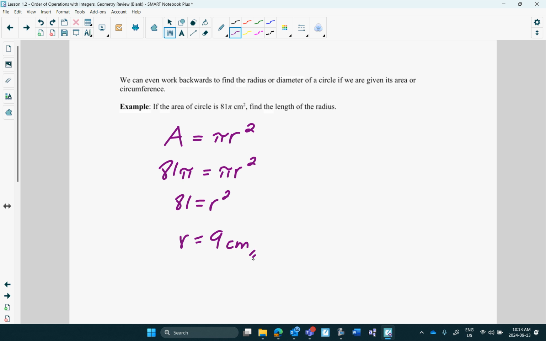Okay. So that's a little twist on it, working backwards to find a radius or diameter. And if I asked you to find the diameter, you just take this and times it by 2, so the diameter is 18 centimeters. Any questions? Okay.